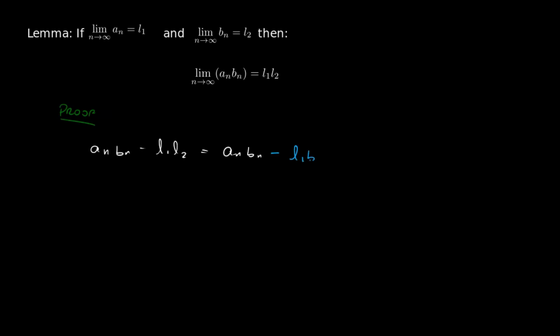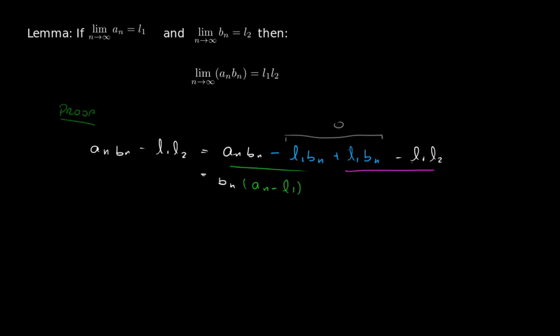Subtract L1 times b sub n and then add it again, L1 times b sub n. We can do this because this equals 0. So now we can take common factor from here, b sub n, and we'd have b sub n times a sub n minus L1, and from here we can take common factor L1, so we'd have plus L1 times b sub n minus L2.